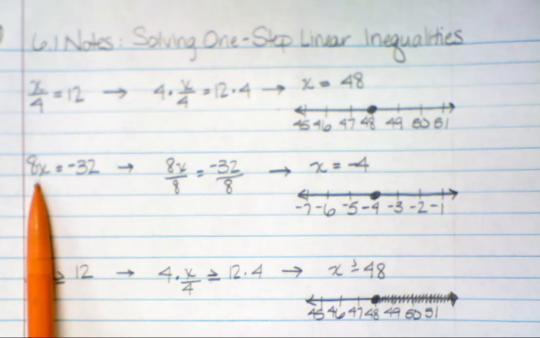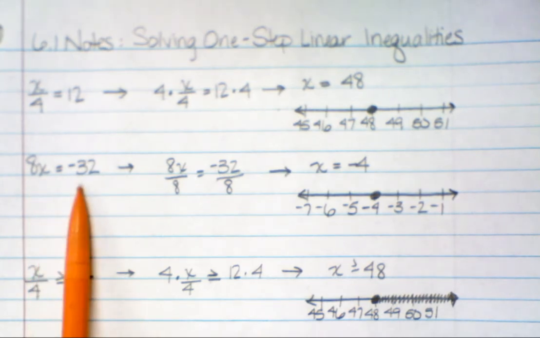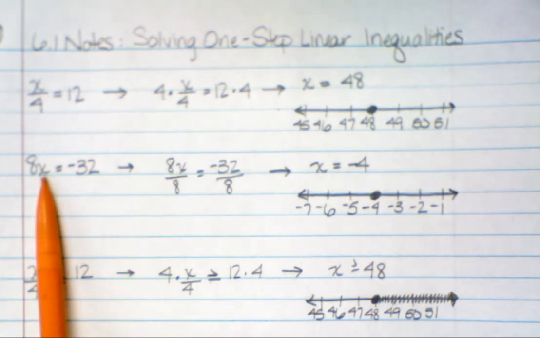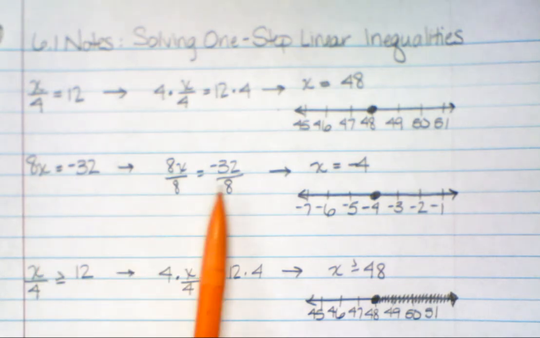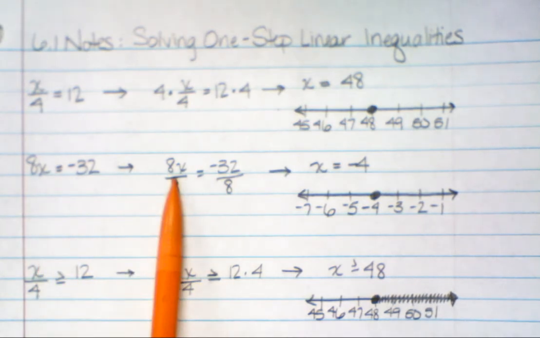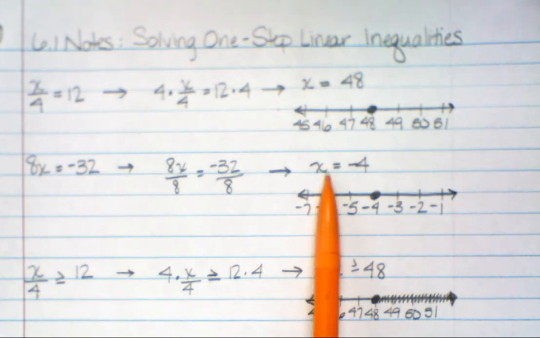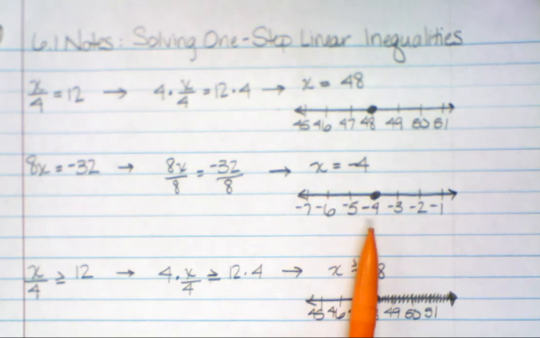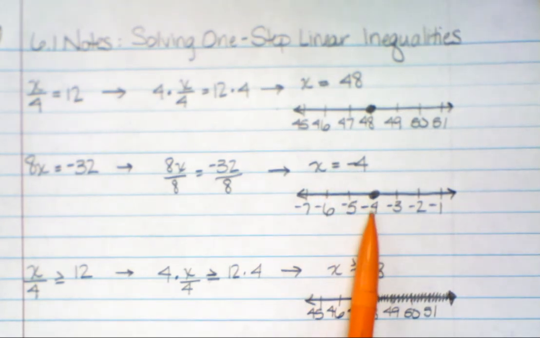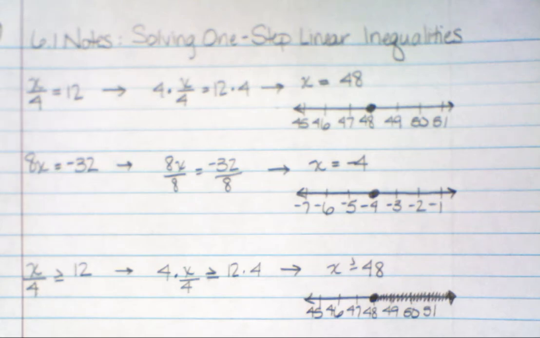Same with this problem here. We have 8x equals negative 32. This time, because it's multiplication, we're going to divide both sides by 8 to eliminate the 8 with the x, and we're going to get x is equal to negative 4. Again, if I were to ask you to graph that, you would put a dot at negative 4 on the number line. Okay, so that's just a quick review of how to solve equations.